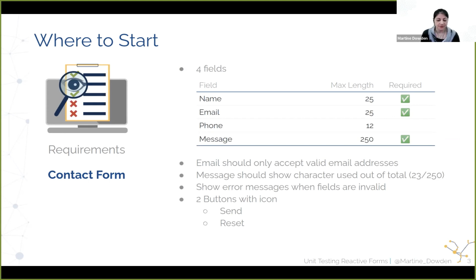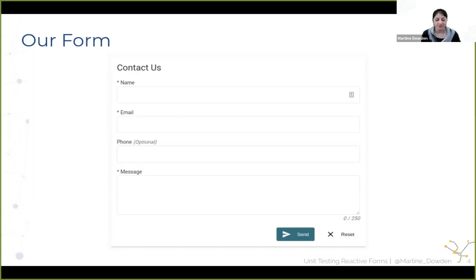For our message, we want to be able to show what our message count is. Obviously, if there's an error in the field, we want to show the error. And then we have two buttons, a send and a reset. So basically, we end up with something that looks like this. I used Angular with just standard HTML and CSS.